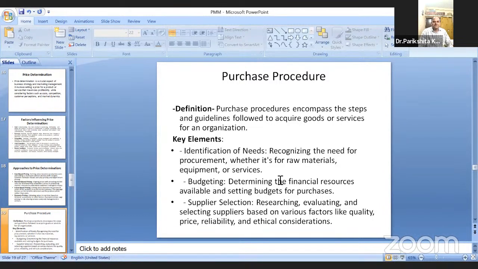That is an unscheduled problem. What is the procedure? That is a purchase procedure or not? When we are talking about the purchase procedure, first of all, we have to identify the needs. What are the requirements? Without the requirements, if you have to purchase, that means what is that?